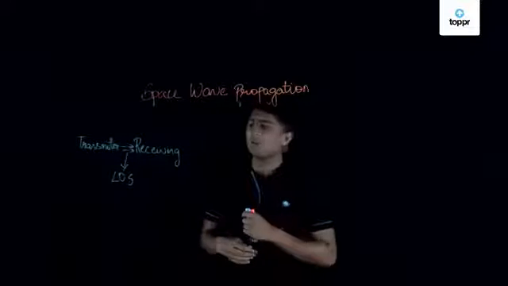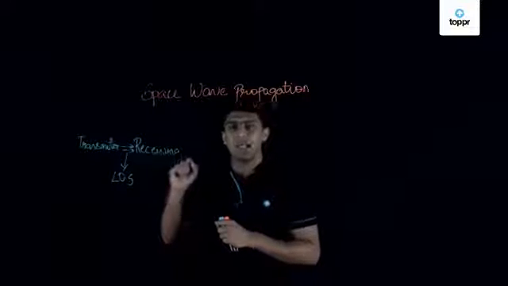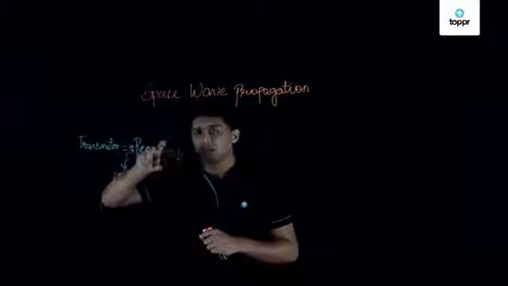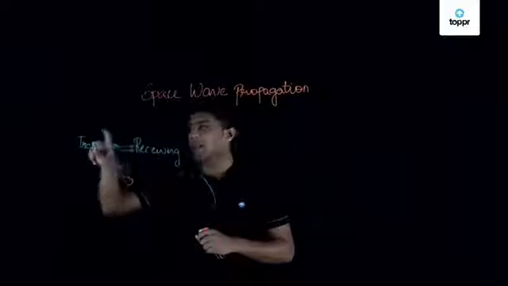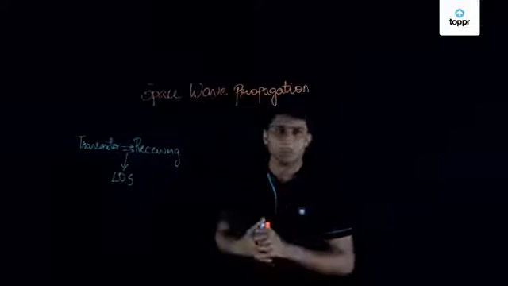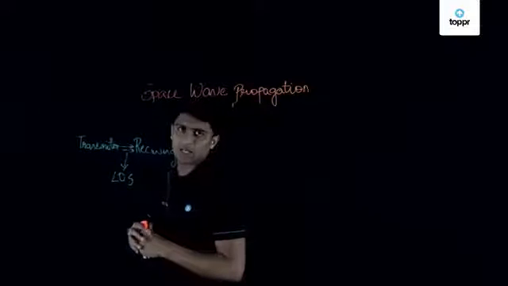So in space wave communication, the transmitter and receiver should be on line of sight, which means the information which is transmitted from the transmitter should directly go to the receiver. There should not be any barrier between the transmitter and the receiver. Such kind of propagation method is called as space wave propagation.